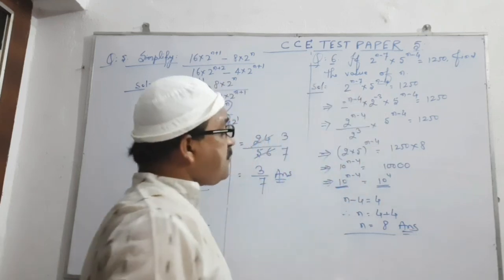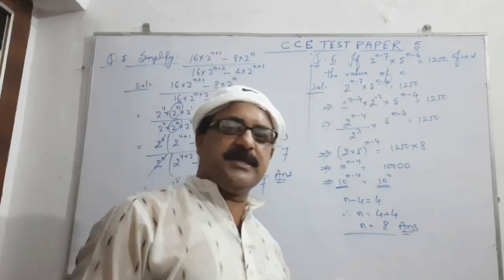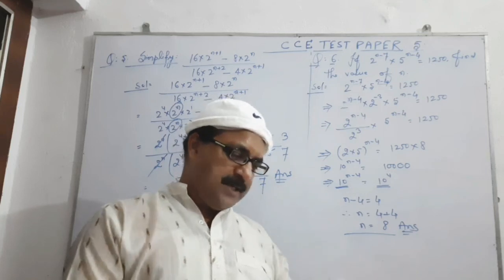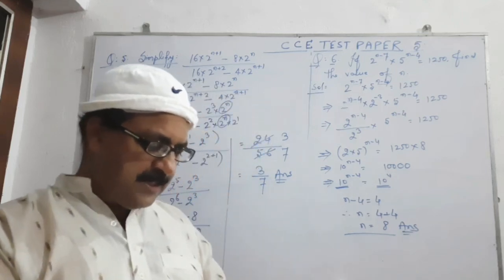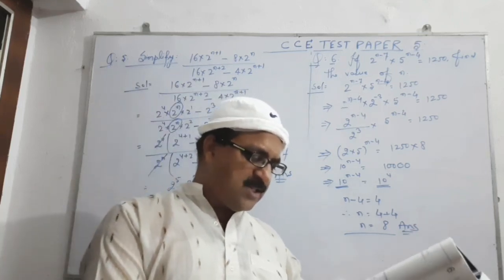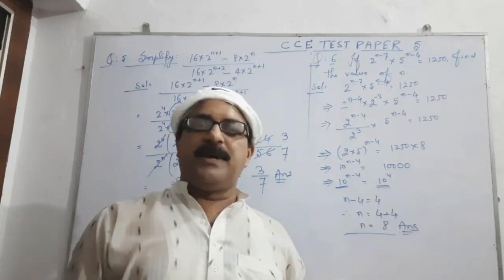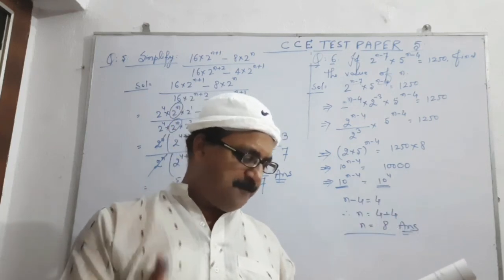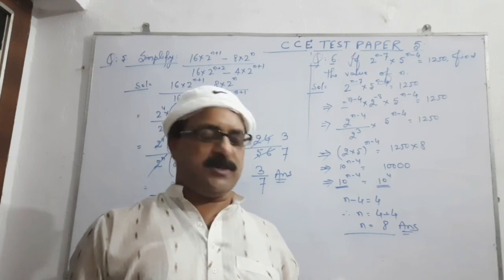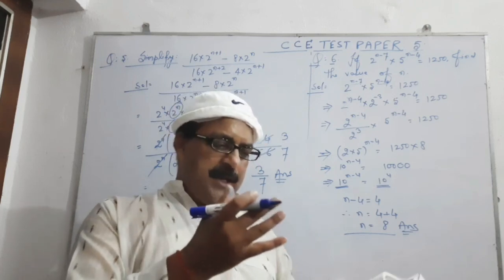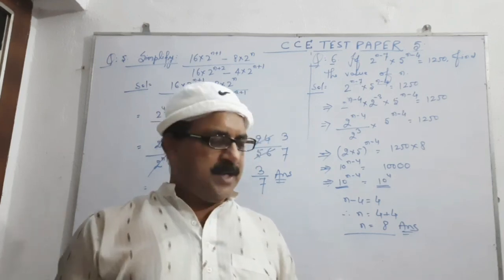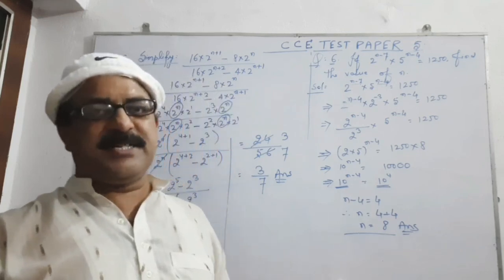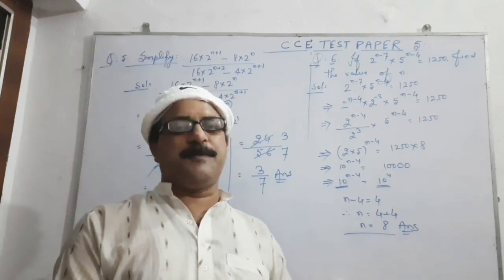Thus all such types of questions I have solved, but in sections B, C as well as D, all are multiple choice questions. Some are fill in the blanks and some are true and false. So the rest of the questions you will have to do, and thus our chapter is completed. This CCE test paper is completed.